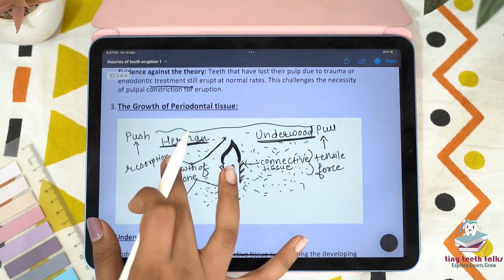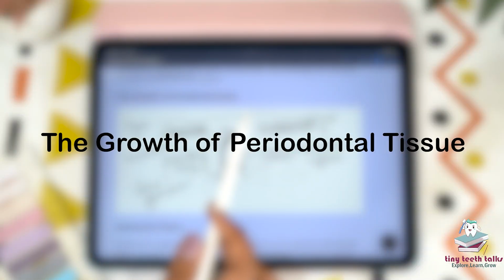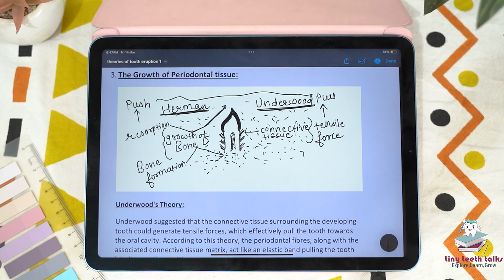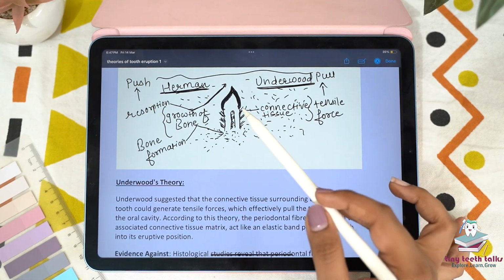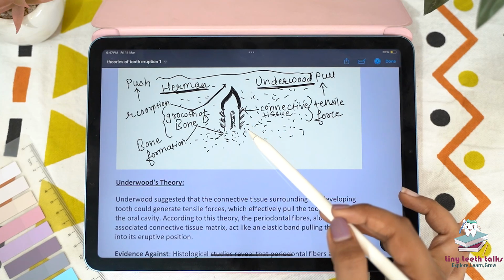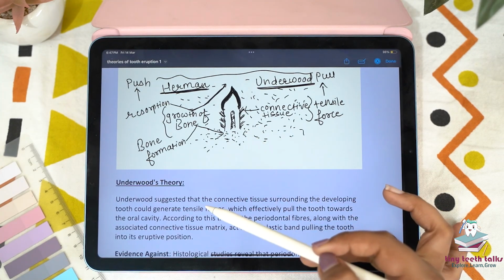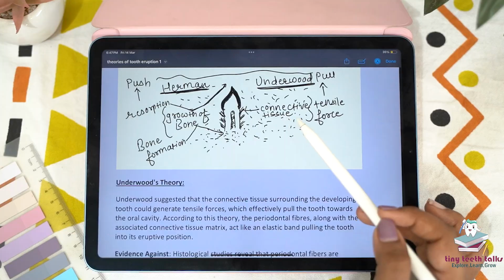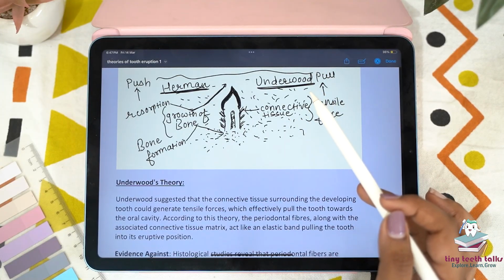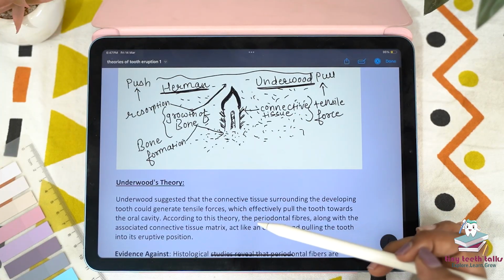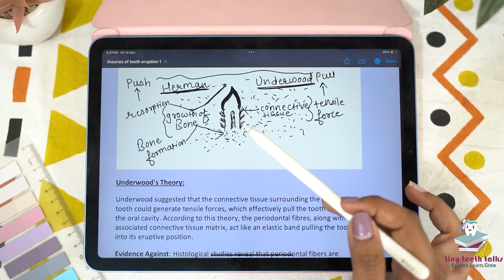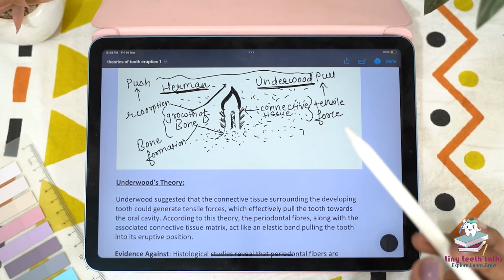So let's go to the third theory, which is the growth of the periodontal tissue. In this there are two theories. First, there is Underwood's theory, and the second is Herman's theory. So let's first understand Underwood's theory. Underwood suggests that the connective tissue surrounding the developing tooth could generate a tensile force, which effectively pulls the tooth towards the oral cavity. According to this theory, the periodontal fibers along with the associated connective tissue matrix act like an elastic band, pulling the tooth into its eruptive position.